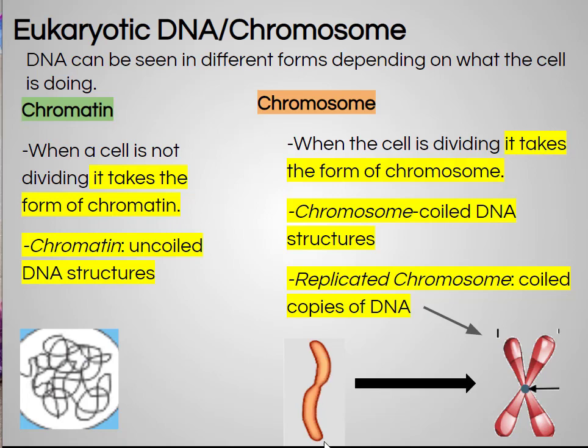So when DNA condenses down into this chromosome form, it can then make a copy of itself. And when we have a copy of itself, we form what's called a replicated chromosome. So that means an exact copy. So we have one side of this X and then the other side of the X. So those are two chromosomes, and if you can see, they are identical.